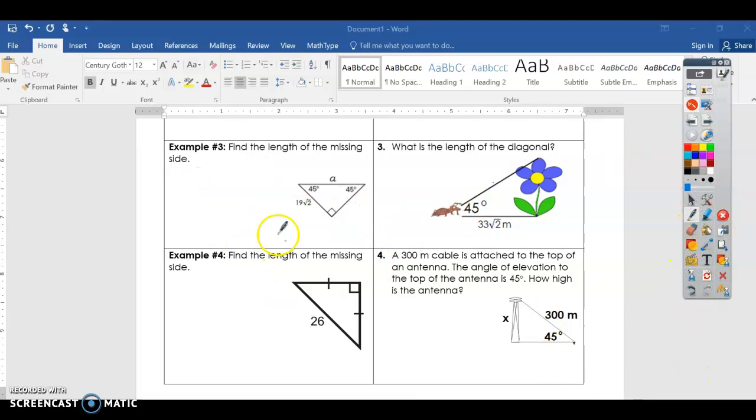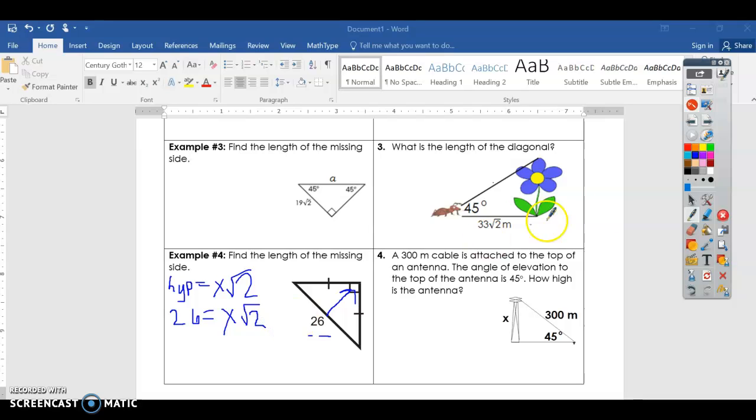Last but not least, find the length of the missing side. So we're looking for our two legs. I know that 26 is my hypotenuse. I know it's the hypotenuse because it's across from the 90-degree angle. So I know my hypotenuse is x square root of 2. And I know the hypotenuse in this case is 26. So 26 equals x square root of 2.